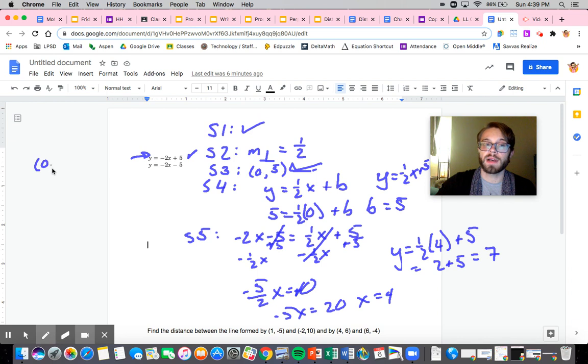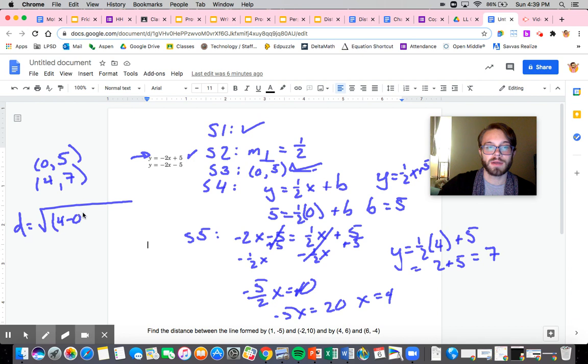I have (0, 5) and I have (4, 7). Okay, so now I have 2 points. You can find the distance between those 2 points now. You have the technology to do this. The distance formula: the square root of your change in x squared plus your change in y squared.